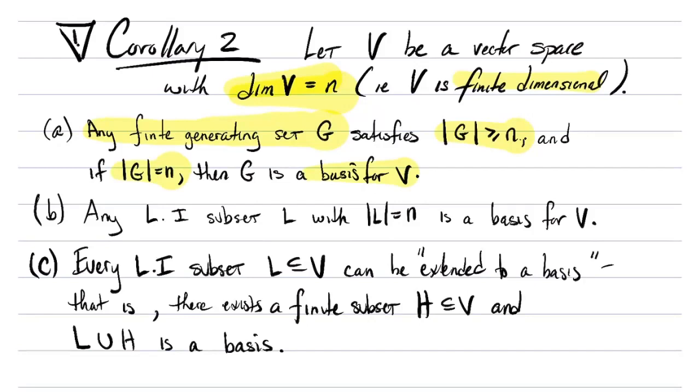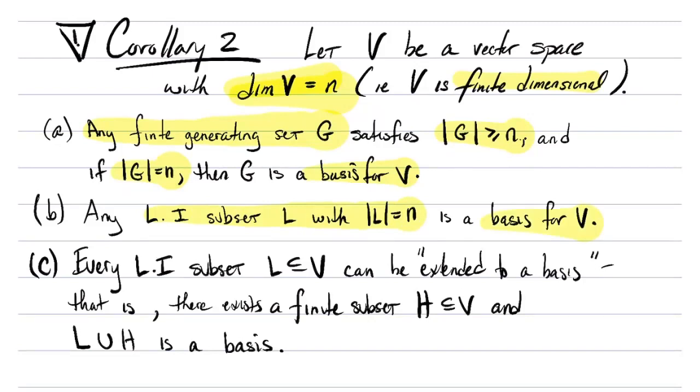So if you're a generating set, you minimally have a number of elements equal to the dimension. If that happens to be exactly the dimension, then you're linearly independent, you're a basis. The second statement of the theorem is that if you have a linearly independent subset with exactly n elements, n being the dimension, then it spans.